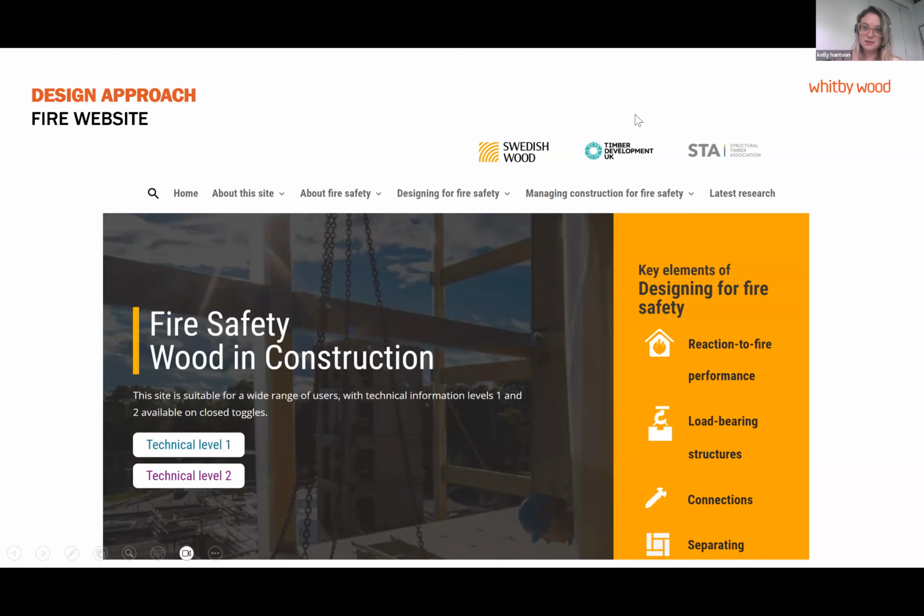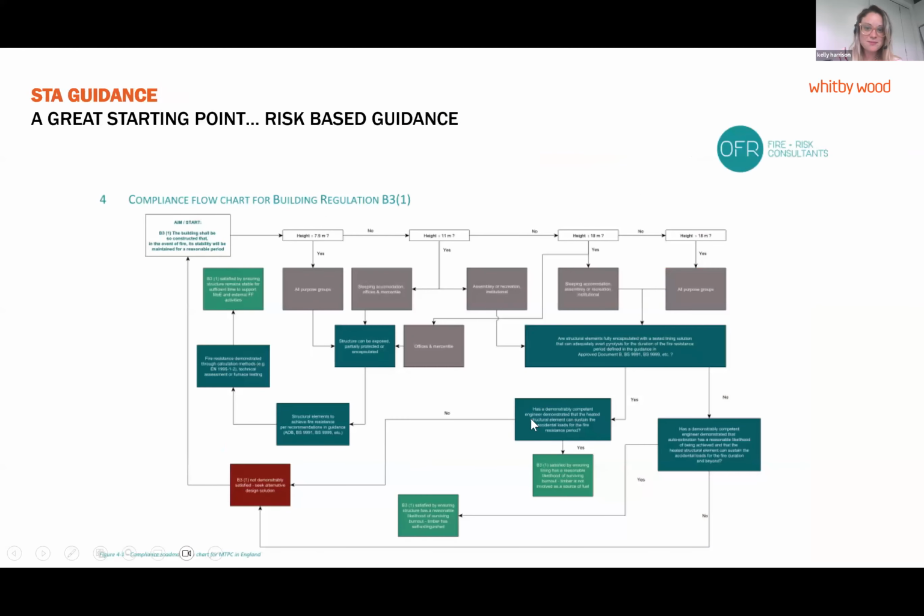And so this is the website you can go to, a link from Timber Development UK. We can also just Google it. That's really useful and can give you either a technical level 1 or a technical level 2 explanation, depending on how technical you want to get on how fire safety design works for timber. And there's also some excellent risk-based guidance out there from the Structural Timber Association by OFR and a consortium of other participants as well. Various industry suppliers, subcontractors have all come together to do this, and it looks at the risk in a similar way to disproportionate collapse.